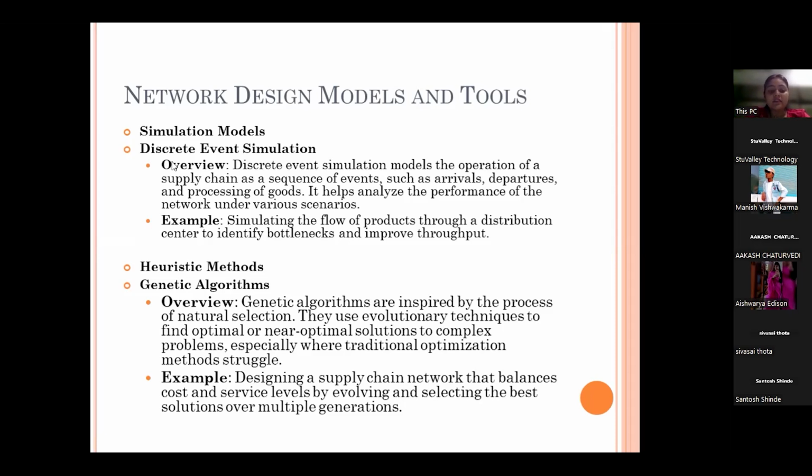Now the second one is the heuristic method. So this is very important, and this is something new. Here they are using genetic algorithms. If anyone knows about the genetic algorithm, this is something new, but very interesting as well. So does anyone know about genetic algorithms? Has anyone heard about heuristic methods before?